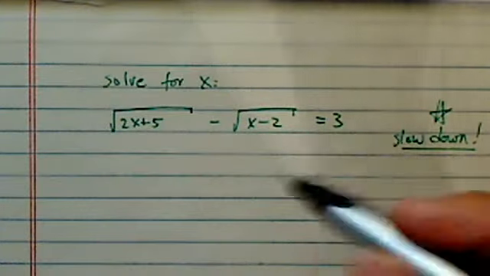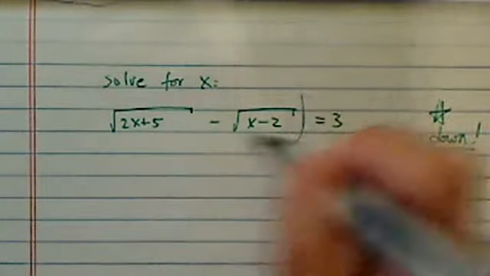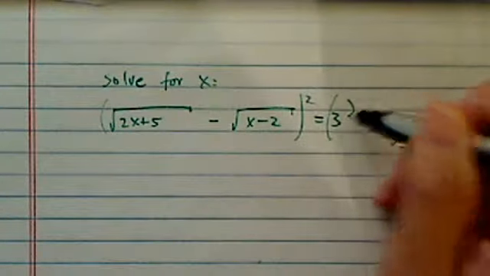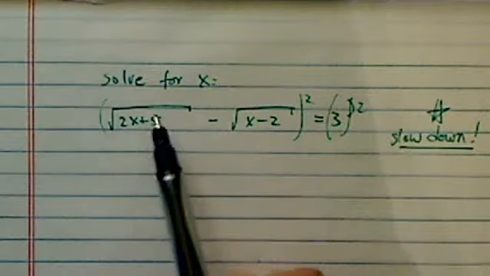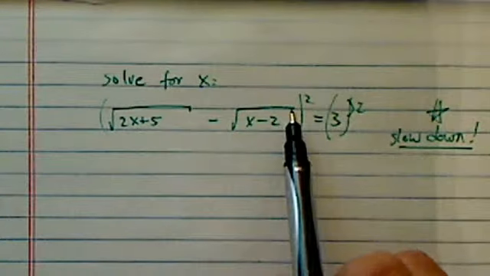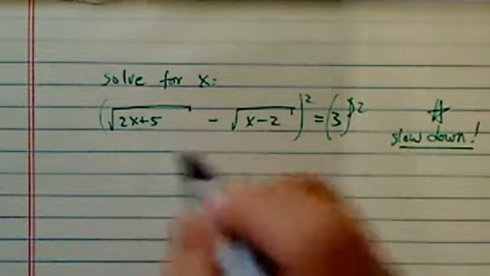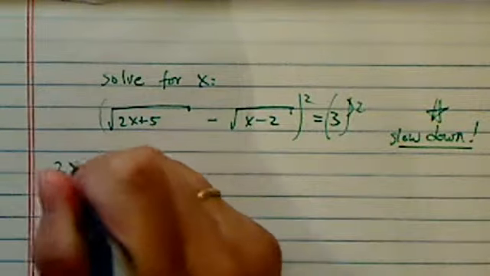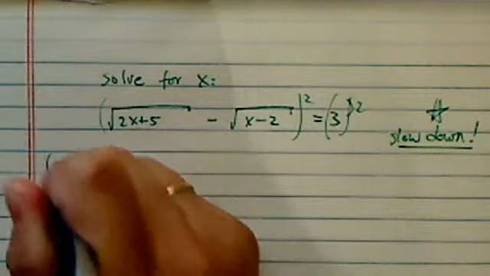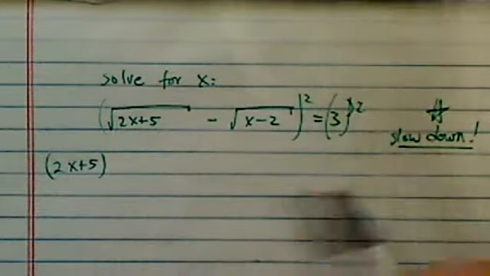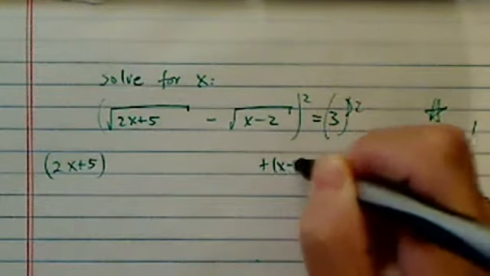Okay, let's get started. So the first thing we're going to do is, of course, square both sides. The reason we want to square both sides is that we're hoping to get rid of those radicals. Now, this is the part you do have to pay attention to. (a minus b) squared, so we're going to have the first term, of course, 2x plus 5. That's this term squared. Okay, we will have x minus 2.